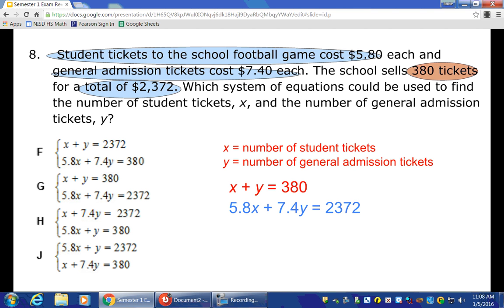So 5.8x would be the total cost, the total revenue, the total amount made on student tickets, and 7.4y would be the total amount made, or the revenue, for general admission. The total for both of those ticket sales being 2,372. These two equations match answer choice G for this system.